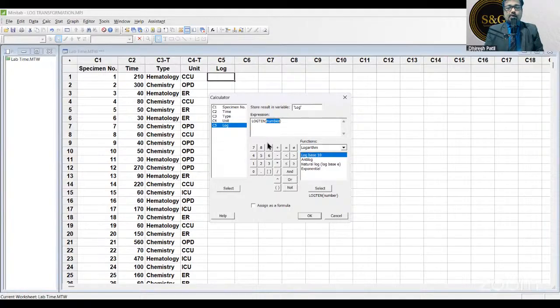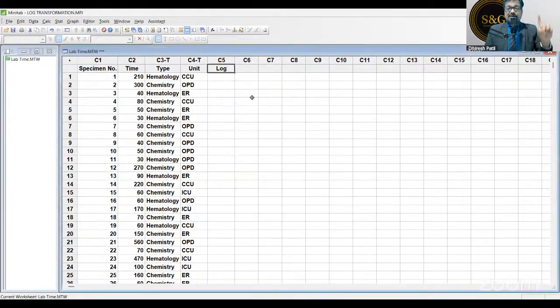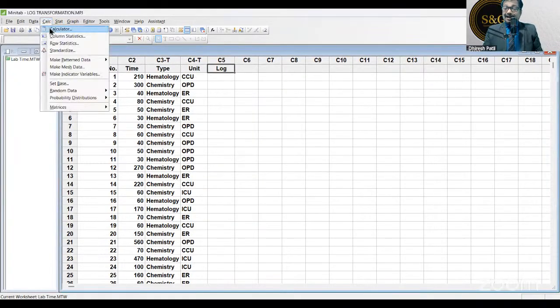Okay, log base 10. Now once you select that, just double click on the column which you want to convert, which is the time column. Just double click on the time column. And then you can click OK. Now I repeat the entire procedure once again. What I've done, I've just given the name C5 log. I went to calculator.